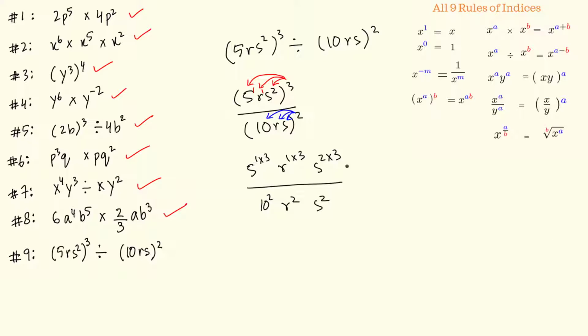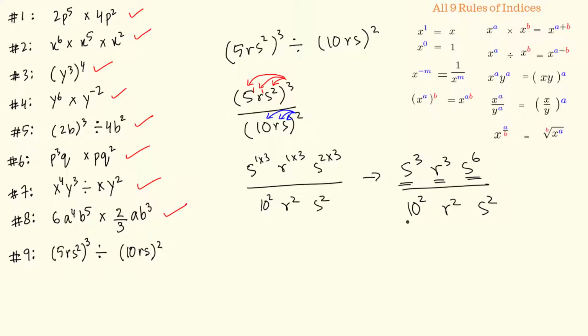1 times 3 is just 3, so this I'll write as 5 to the 3 times r to the 3, and 2 times 3 is 6, so this is s to the 6 divided by 10 square r square s square. Now both in the numerator and in the denominator there are 3 types of terms. I have an integer over here, I have a variable r, and I have a variable s. So I'm going to break this fraction into 3 types of fractions.